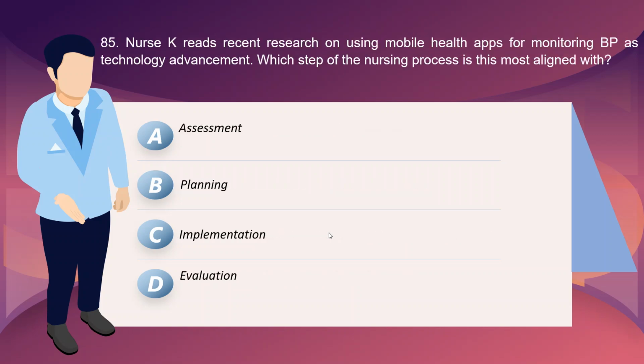85. Nurse K reads recent research on using mobile health apps for monitoring BP as technology advancement. Which step of the nursing process is most aligned with? Is it assessment? Is it planning? C. Implementation? Or D. Evaluation? Of course, applying research evidence into practice aligns with the implementation part. And of course, FAMORCA supports evidence based interventions in community health nursing. Therefore, that is part of implementation. That is evidence based within planning and applying the app in practice. That is implementation. 85, letter C.